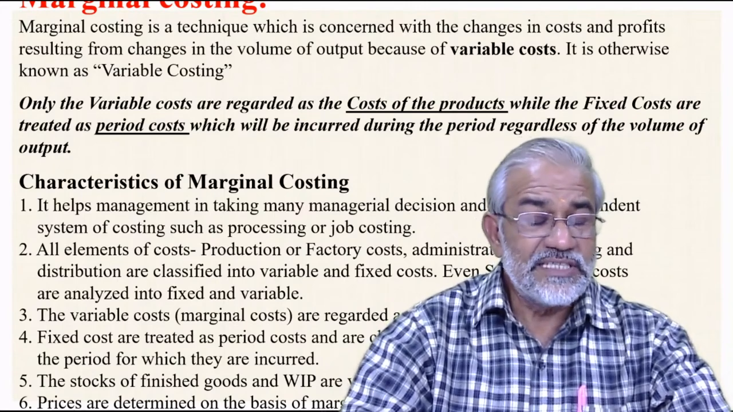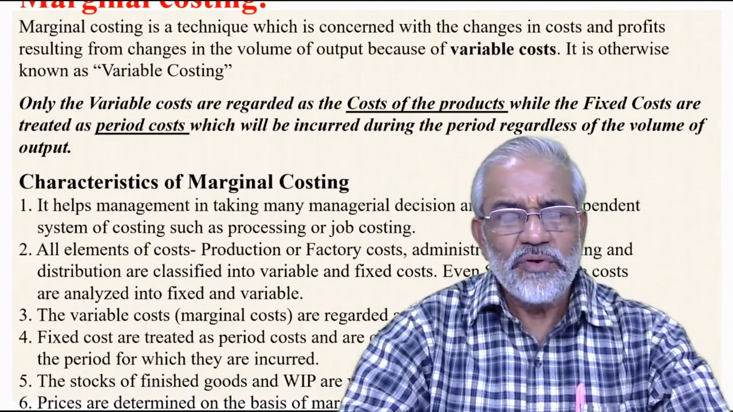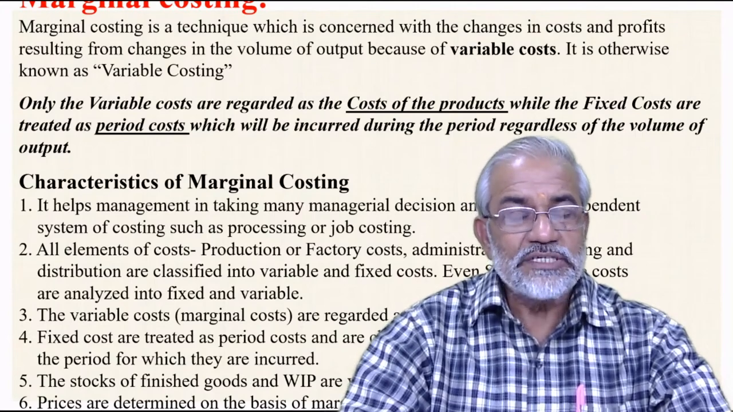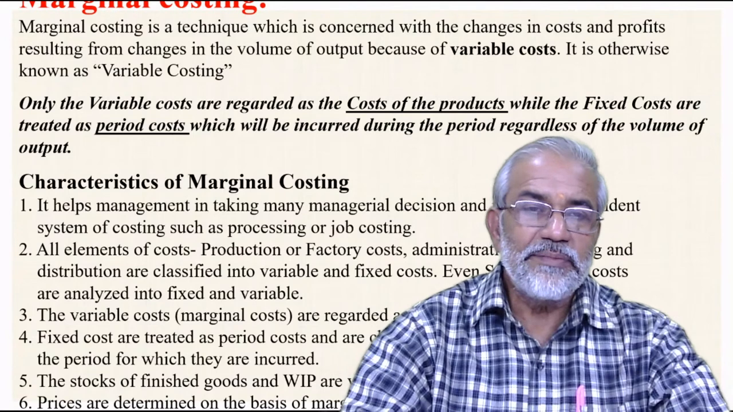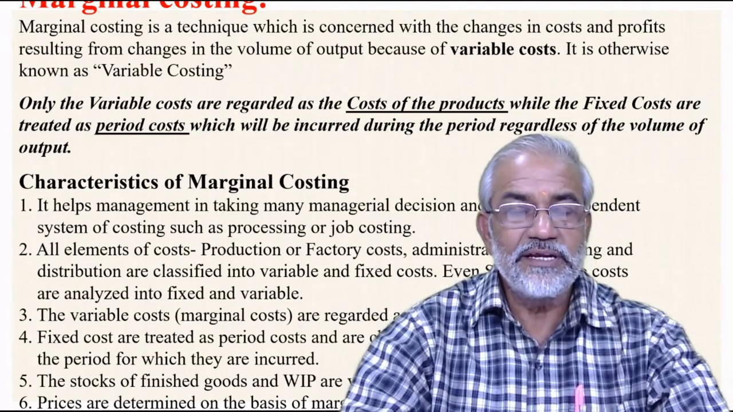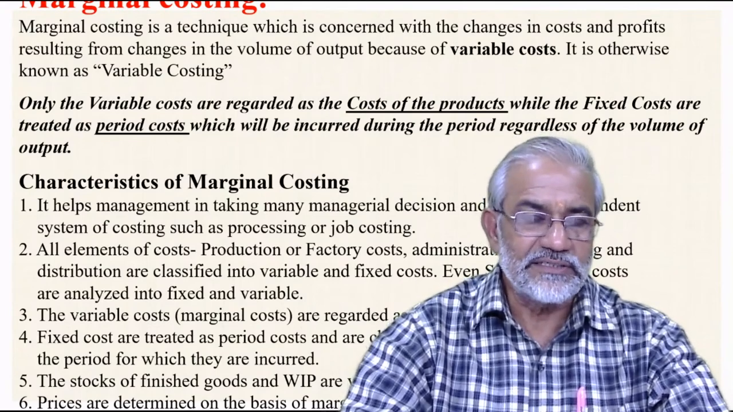The fixed cost is that cost which remains constant over a certain degree of production and over a certain period of time. Thereafter, it may change, but normally it remains constant for a certain period of time over a certain volume of production. That's why it is called fixed cost.